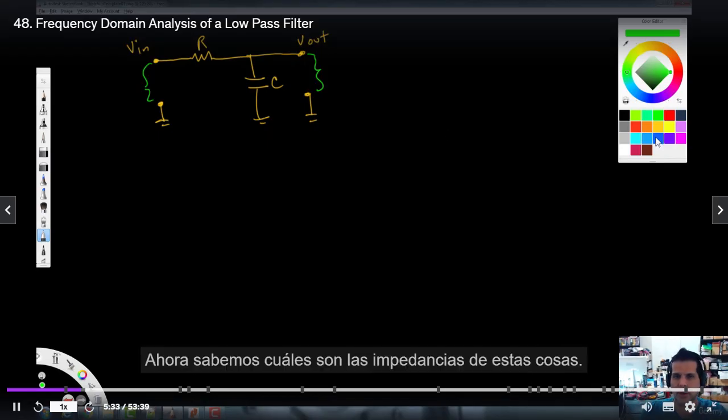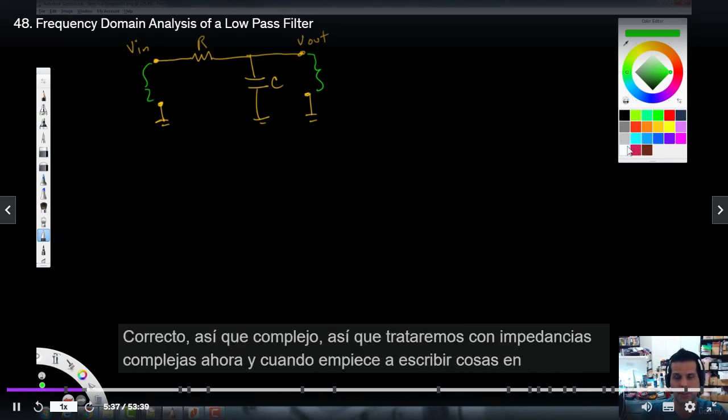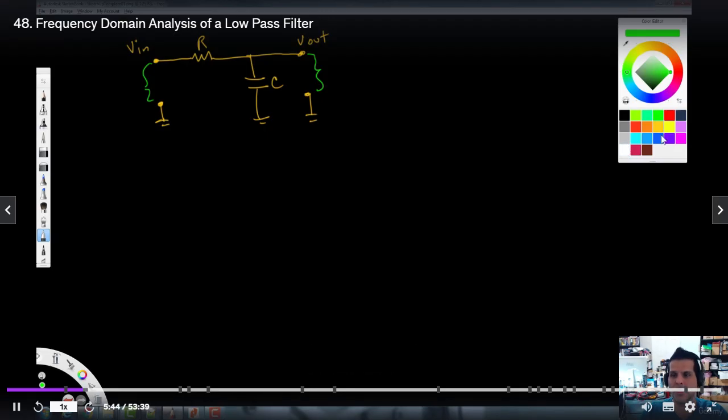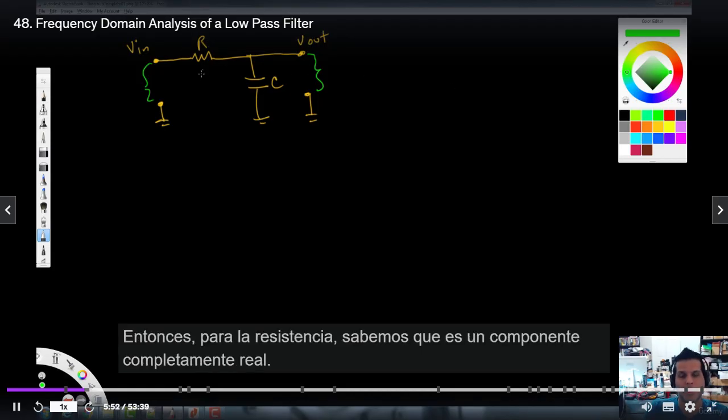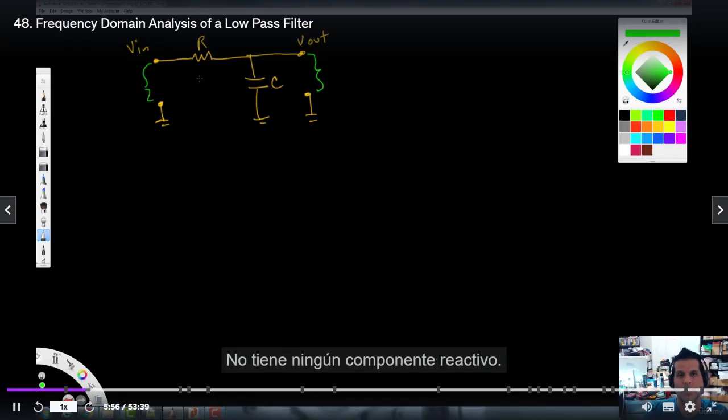Now, we know what the impedances of these things are, right? We're going to deal in complex impedance now, and we're going to start writing things in those forms. So let's go right ahead here and come back to what we recall about this. For the resistor, we know that it's a completely real component. It has no reactive component to it, right?